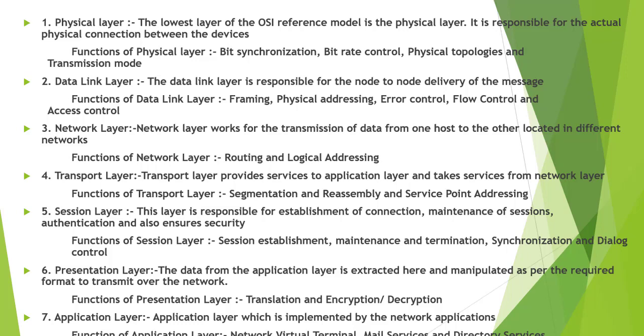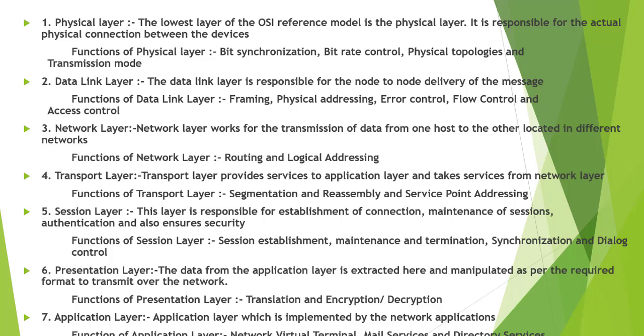Some functions are done in the network layer. First, routing. Second, logical addressing. Routing means the network layer protocol determines which route is suitable from source to destination. This function of the network layer is known as routing. Second, logical addressing. In order to identify each device on internetworking uniquely, the network layer defines an addressing scheme.